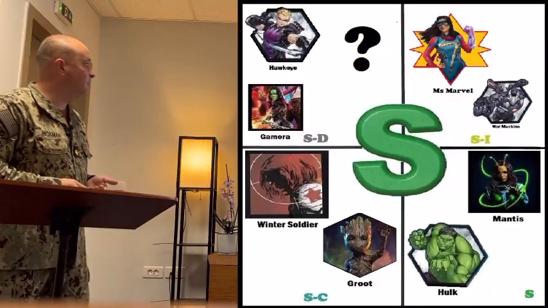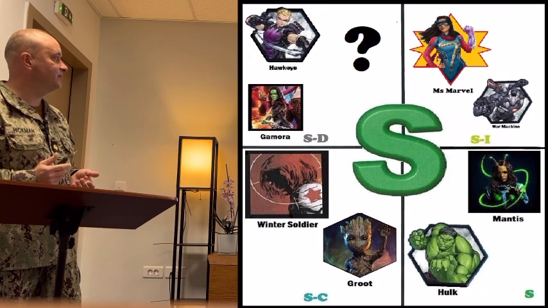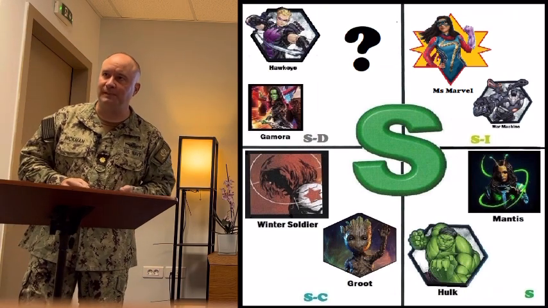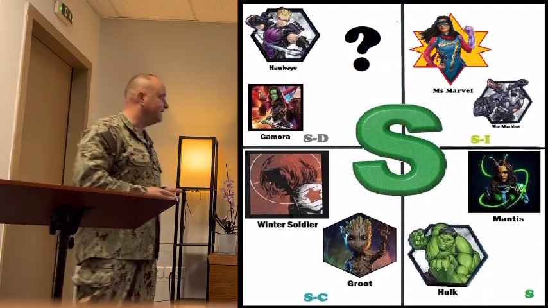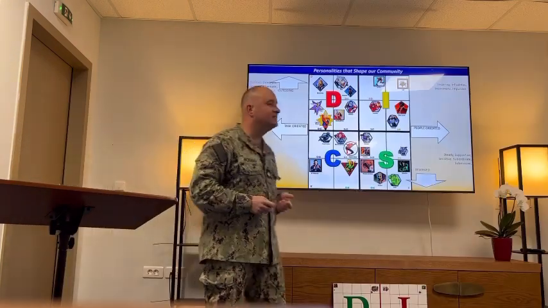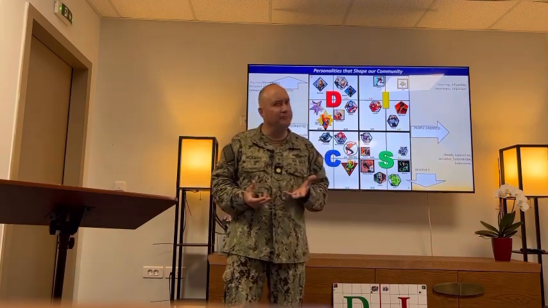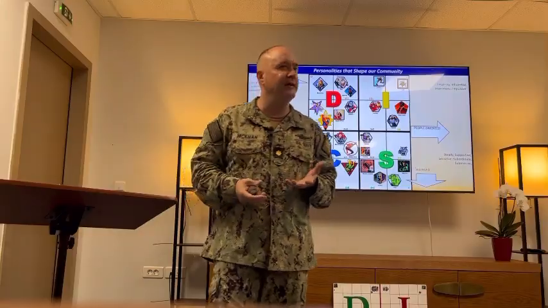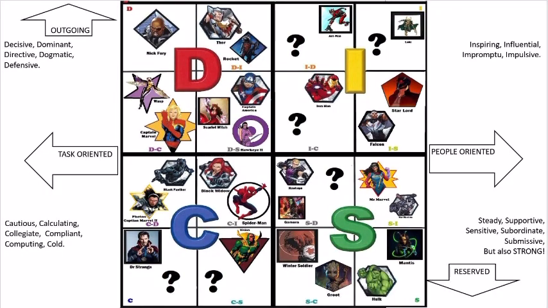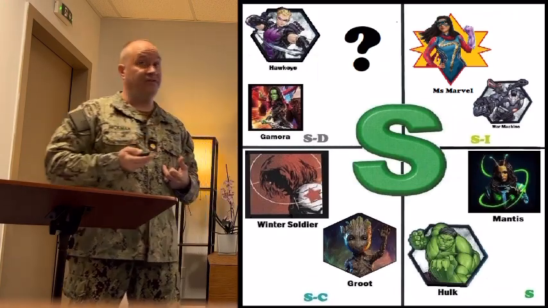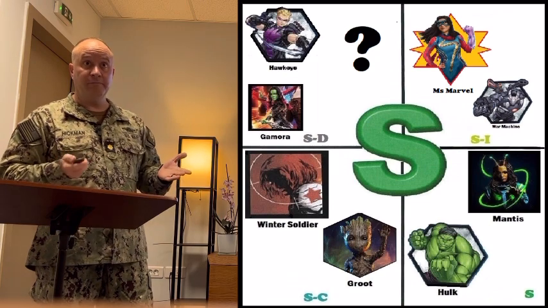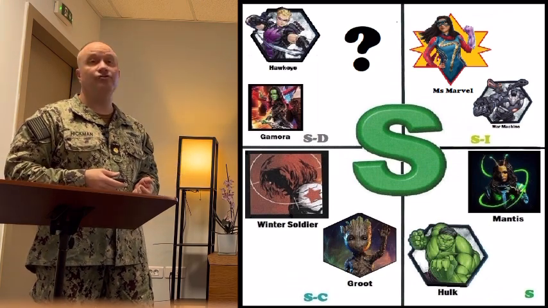Okay. So then you have S types. S types are very, very special people. They're steady. They're supportive. They're sensitive. They make good subordinates. They're also submissive. They'll allow people to push themselves around and they'll take orders, which sometimes can backfire on them because it can hurt their self-esteem. But they might sound a little shy, right? But they're also very strong.